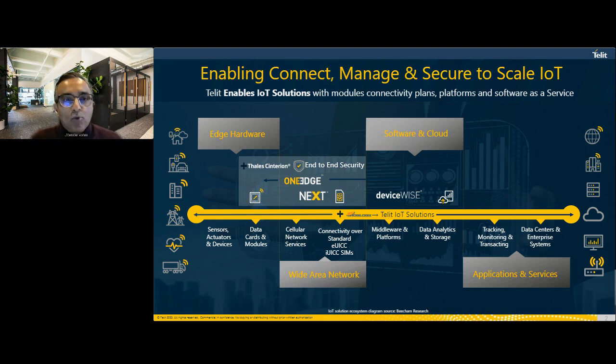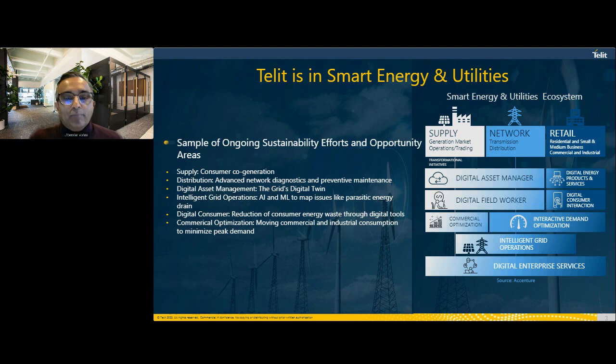So with that, I'll move to the next slide here. Basically, this diagram was created by Accenture to highlight the smart energy and utilities operations ecosystem. I decided to show this to frame up today's discussion on sustainability in the grid and the utility space. The bullets towards the left side of the slide highlight the segments of the smart energy utilities ecosystem where IoT can help to improve sustainability and reduce energy consumption. So we at Telit are very active in many of these segments, and that is the perspective I will provide to you today throughout this panel.